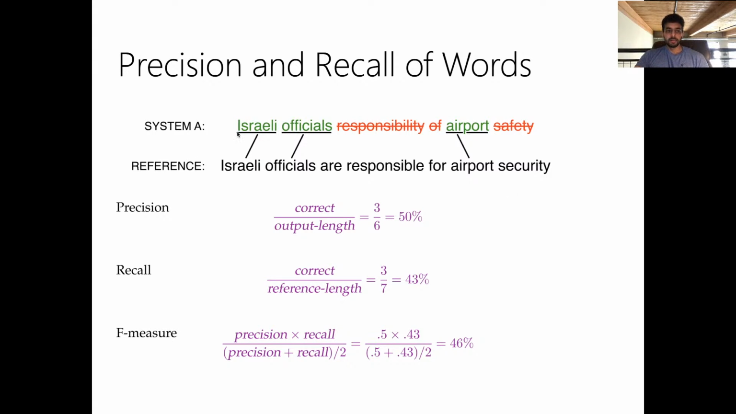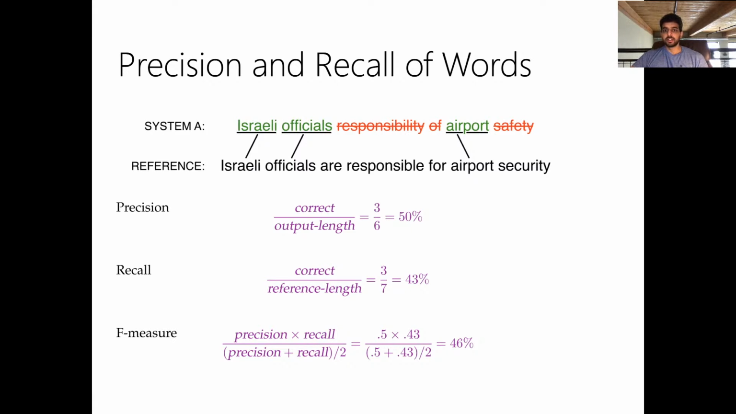So in my system output, I see Israeli officials and airport are all words that occur in the candidate translation. So when I compute my precision, I get 50% precision because these 3 words were not present in the reference. I can compute my recall, so how many words in the reference were present in the generated text. And then I can do some aggregate of these, compute the F-score to get some idea of how my model is doing. But this is not a great way of evaluating these translations, right?